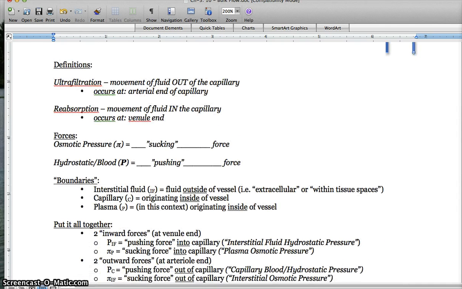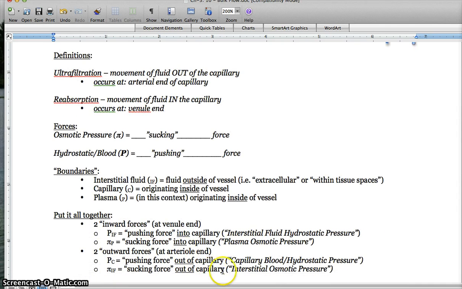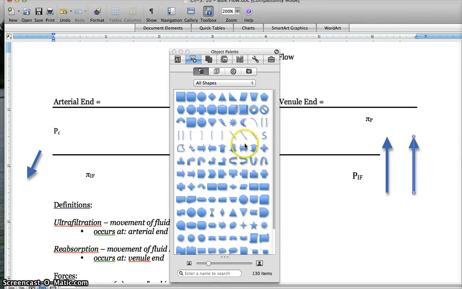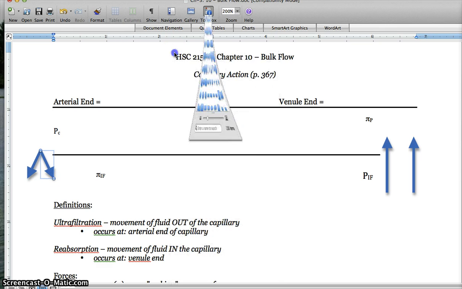Our last force involved is going to be our interstitial fluid osmotic pressure. So if we have these solutes that are floating around outside the cell in our interstitial fluid, it's going to exert an osmotic pull. So it's going to be sucking fluid towards it. So fluid's going to move out of the vessel. And I hope this is starting to make a little more sense.